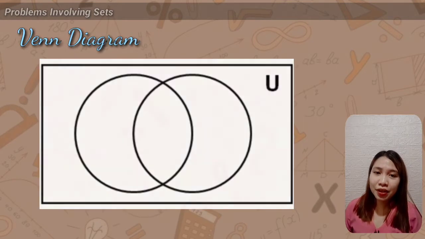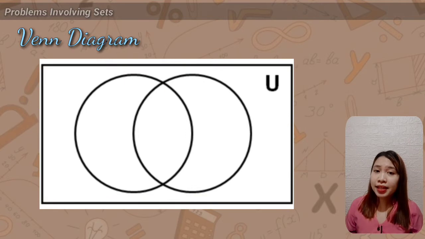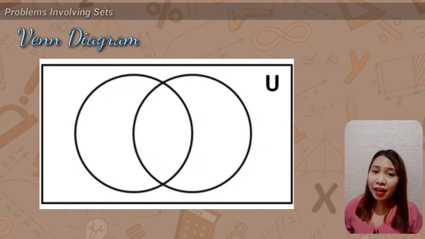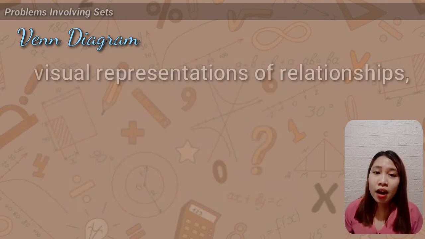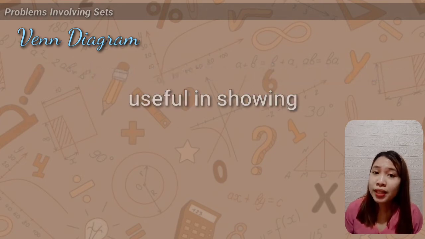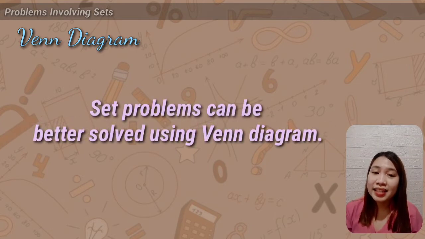As you can see in the figure, a universal set is represented by the capital letter U in a simple plane bounded by a rectangle, and its subsets are represented by two circles. Since we know that Venn diagrams are visual representations of relationships between sets, they are very useful in showing similarities and differences between them. In fact, set problems can be better solved using a Venn diagram.